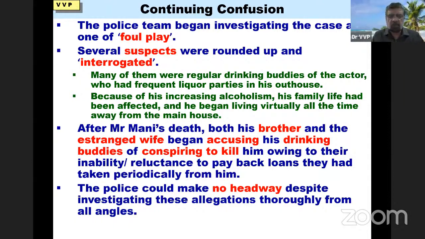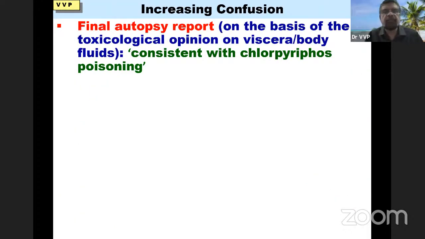The allegations, even though they were investigating from all angles, were still remaining just allegations, and they just could not prove anything. And when the final autopsy report came, it really wasn't the last nail in the coffin, literally, because the report stated consistent with chlorpyrifos poisoning. And that was astonishing because there was no history of chlorpyrifos intake. There were no clinical findings of chlorpyrifos poisoning. When Kalaban Mani was admitted to the hospital with hematemesis, there were no features at all.